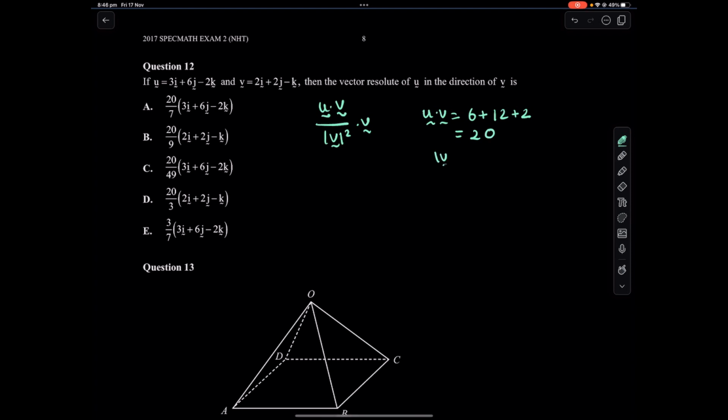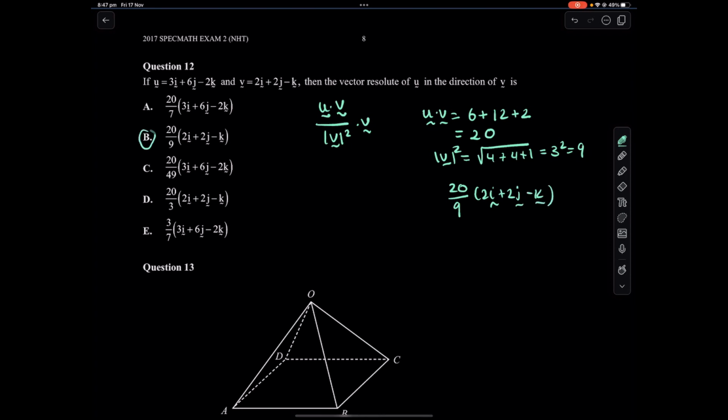And what's the absolute value of v? It's going to be the square root of 4 plus 4 plus 1, which is 3. And imagine squaring that, that's going to give us 9. So it'll be 20 over 9 multiplied by the vector v. And what's v? It's just 2i plus 2j minus k.